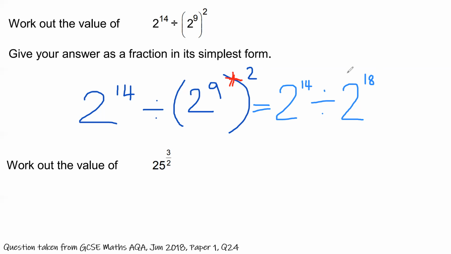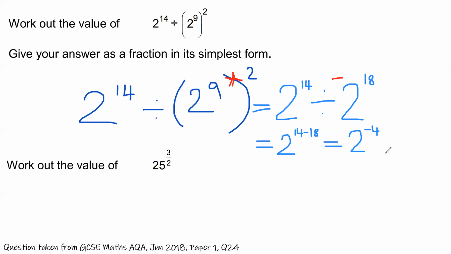So the next rule of indices that we need to remember is that if we have a power divided by another power, what we do is subtract the powers from one another. So we get 2 to the power of 14 take away 18, and if we do that, we end up with 2 to the power of minus 4. So again, we're using the rules of indices. The first rule is that if we've got a power to a power, then we multiply the powers. If we've got a power divided by a power, we subtract the powers.